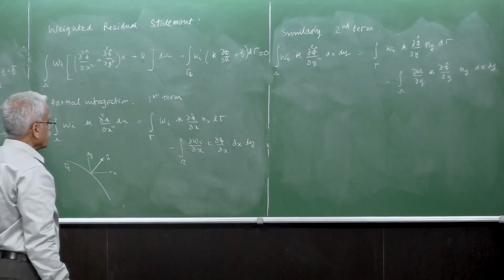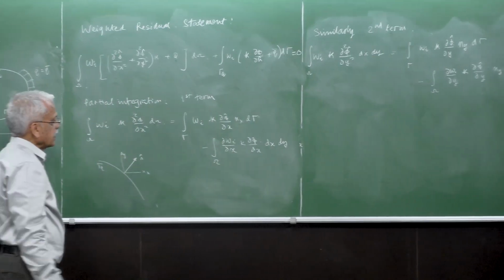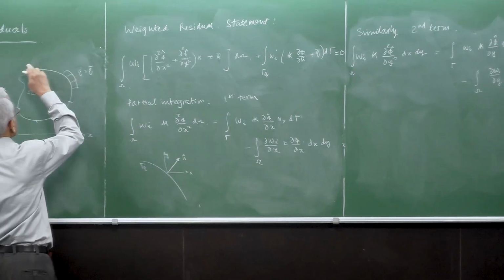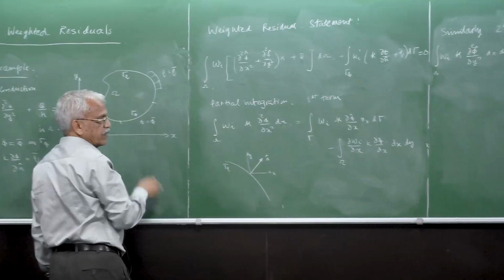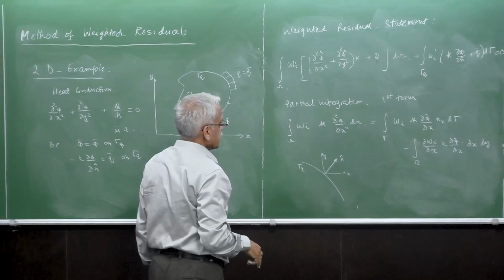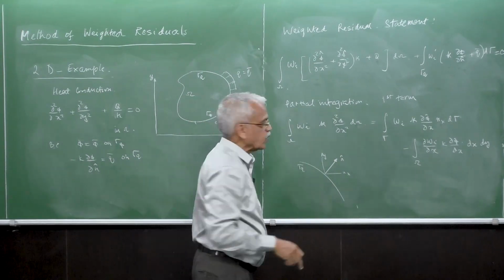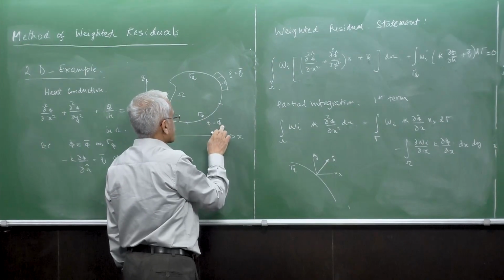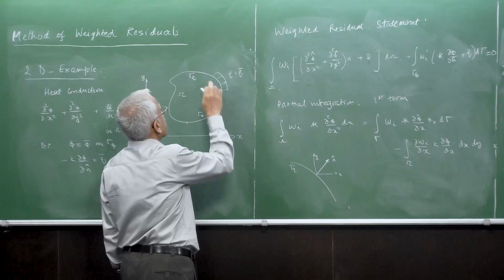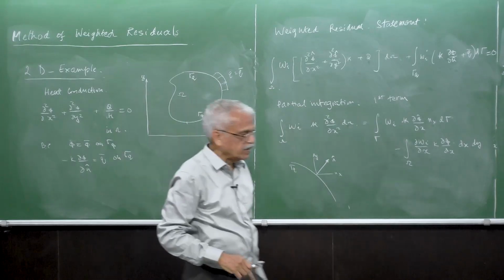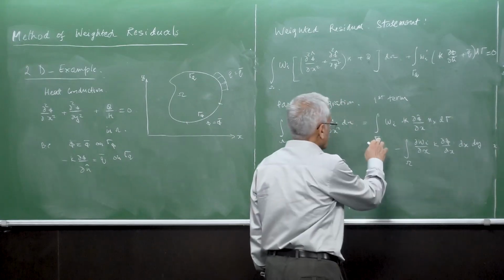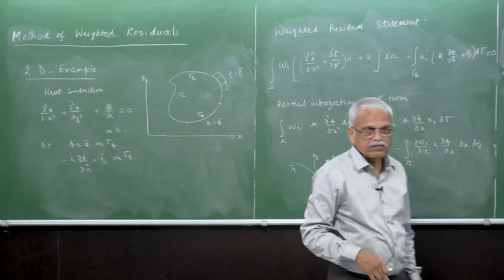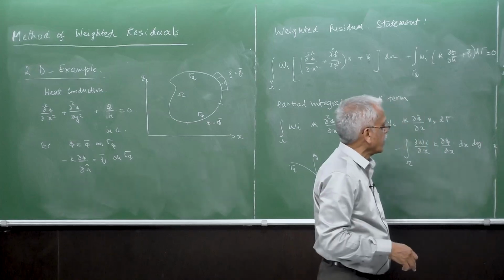The only thing to appreciate at this moment is that this Γ here is the complete boundary of this domain. That means it consists of both the part where φ is prescribed, Γφ, as well as Γq. Both are included in this, so we can write this as Γφ plus Γq.